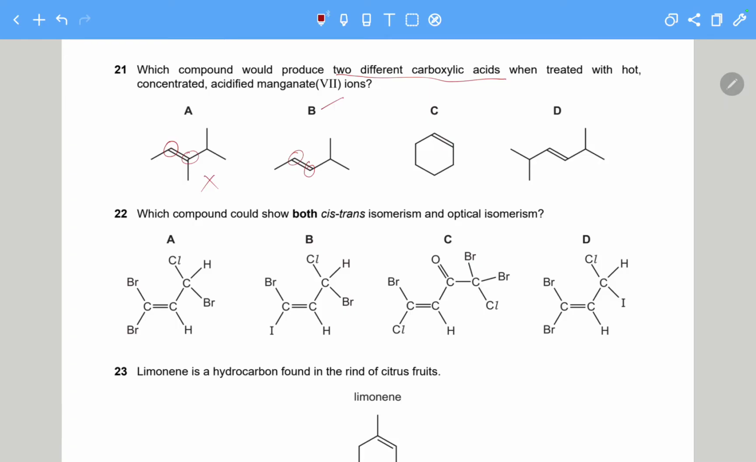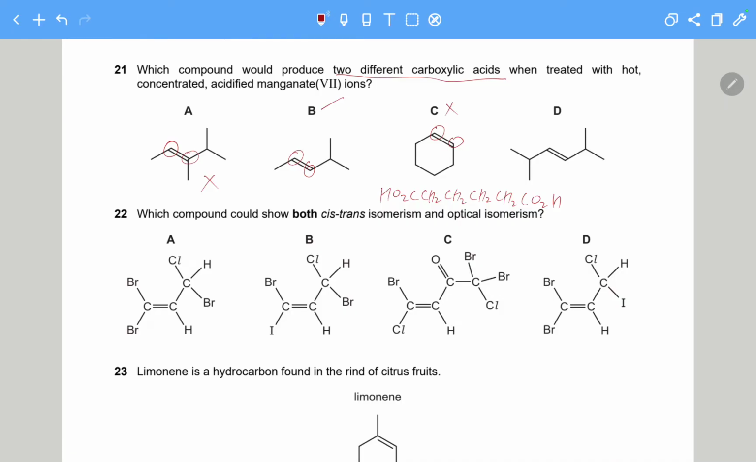Option C. So we have a ring here. This carbon will produce a carboxylic acid group. This carbon will produce a carboxylic acid group, but we are not getting two different carboxylic acids. We only get one molecule with two carboxylic acid groups, because remember, this is a ring to start with. So we will only get a single carboxylic acid, which will be HO2C-CH2-CH2-CH2-CH2-CO2H. That's a single carboxylic acid, because the ring will just form a linear chain, and therefore C is also not the correct answer.